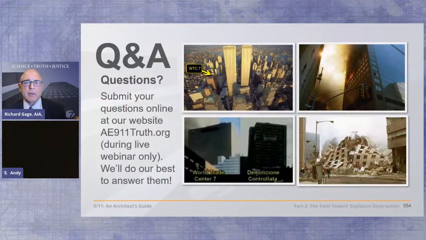And I think we've arrived at the question opportunity. Andy, are there any questions today? There's one question that came. It said, if the squibs were caused by air pressure, as NIST claims, would this be the first time ever, or are there any examples other than 9/11 to offer any validity to their claim?